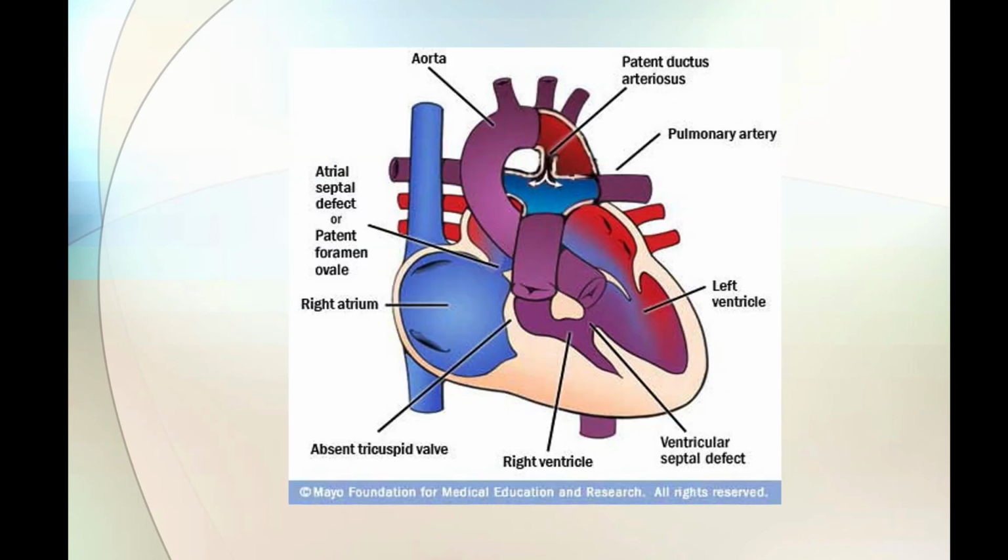Let's look at the picture. There you go. So the deoxygenated blood mixes with the oxygenated blood, and that is the problem. So when you look at this here, you can see there's no opening here. There is the foramen ovale that becomes an ASD, and then here's the PDA.